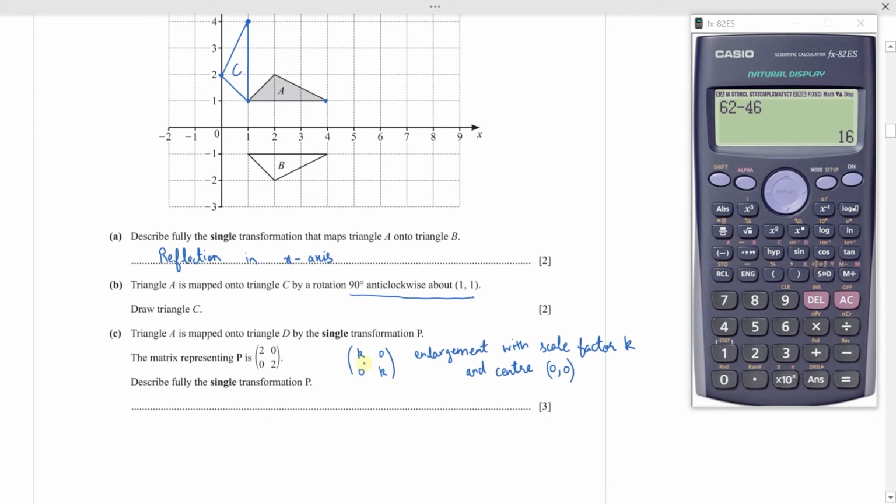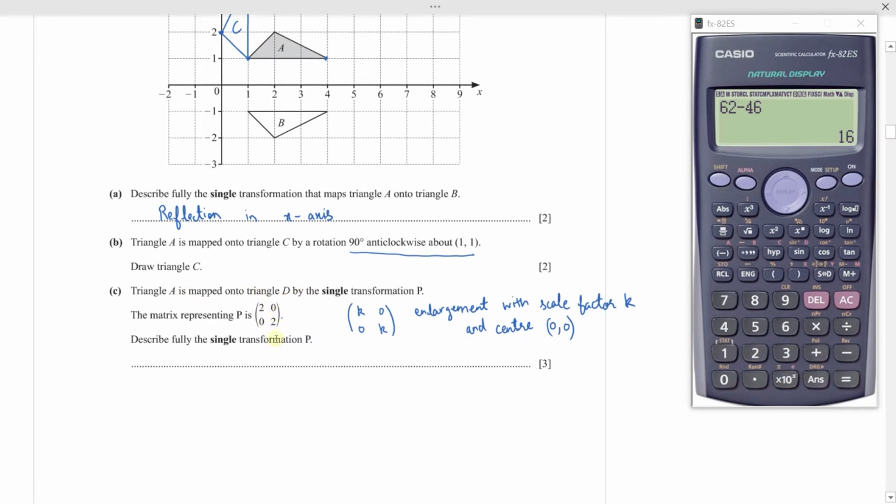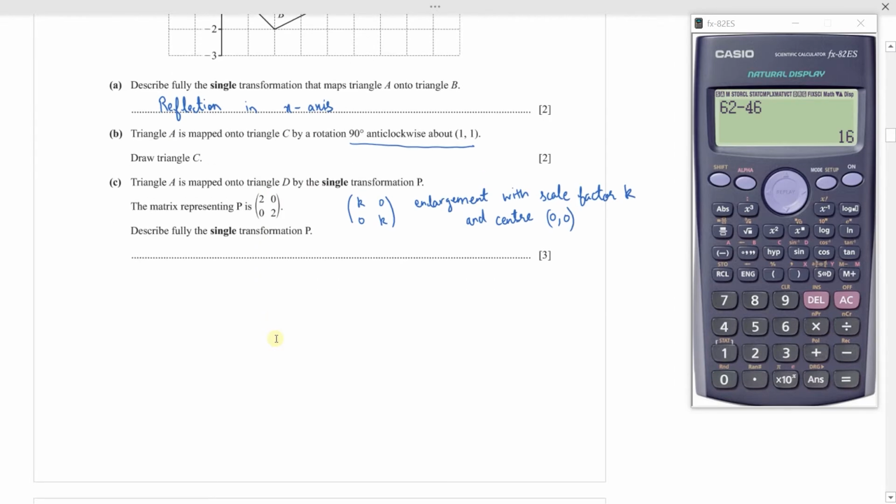So if you can't remember that this matrix represents an enlargement, we can actually perform the transformation and then see what it represents. So let me show you that method as well. You have studied that if you have a transformation matrix, P in this case, and you apply it to the object, you get the image matrix. So let's find P times O. My P is [[2, 0], [0, 2]], which is my transformation matrix, and my object is triangle A.